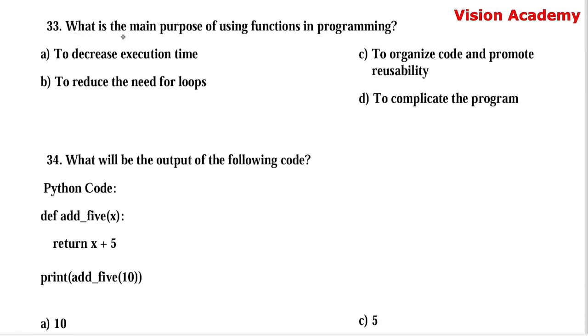Question number 33. What is the main purpose of using functions in programming? Option A, to decrease execution time. B, to reduce the need for loops. C, to organize code and promote reusability. D, to complicate the program. Here option C, to organize the code and promote reusability is the correct answer.